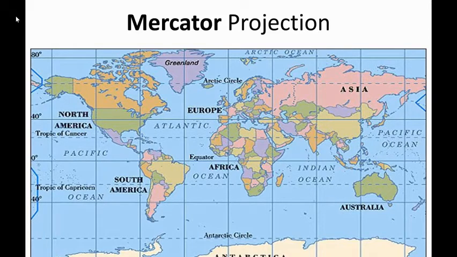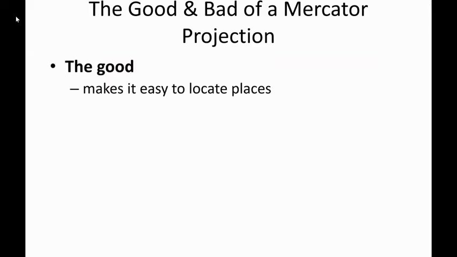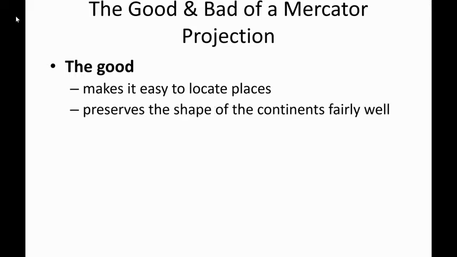And so what we see with the Mercator projection is that while there's some good from it that we're going to talk about, there's also some bad as well. So let's start with the good. The good of the Mercator projection is that it's very easy to locate places. So if you're doing latitude and longitude, like maybe you did in middle school, I'm sure that your teacher probably used a Mercator projection because all the lines are nice and straight and they're at right angles, and it makes it really easy to locate places on the Earth.